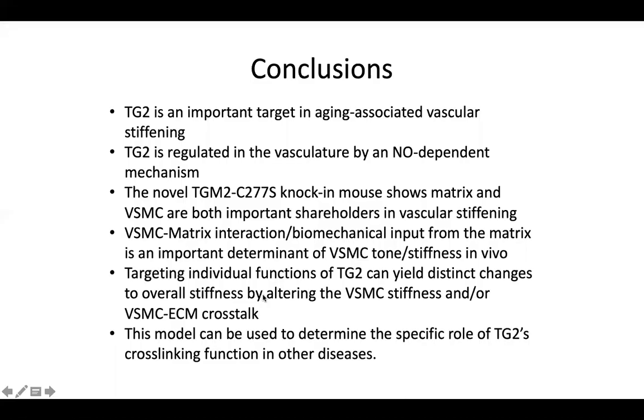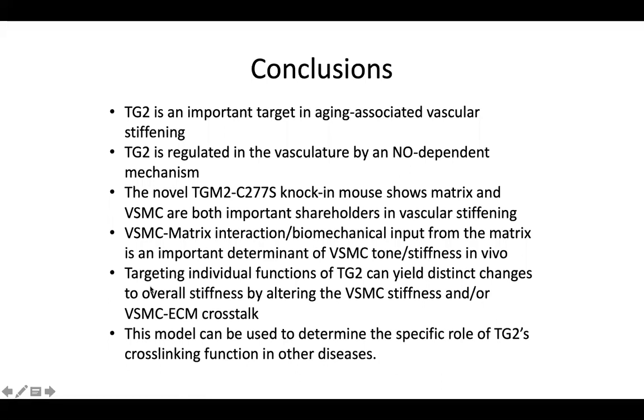So that brings me to the conclusion of today's talk. I hope I have convinced you that tissue transglutaminase is an important and interesting target in the context of vascular stiffening with aging, and that developing TG2 therapy can be a useful way to treat aging-associated vascular stiffness. Our studies show that tissue transglutaminase is regulated by NO-dependent mechanisms, and we further showed that the trafficking and secretion of tissue transglutaminase are nitric oxide dependent, which is a significant step forward in understanding the mechanism of its secretion, which to date is not fully known.